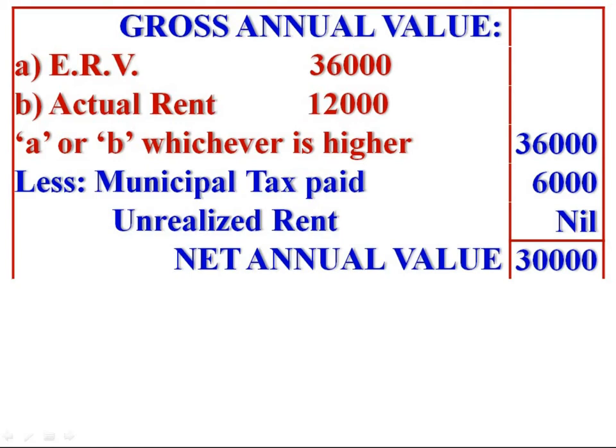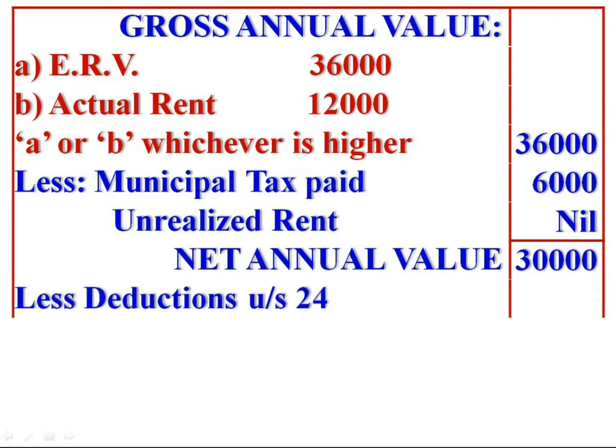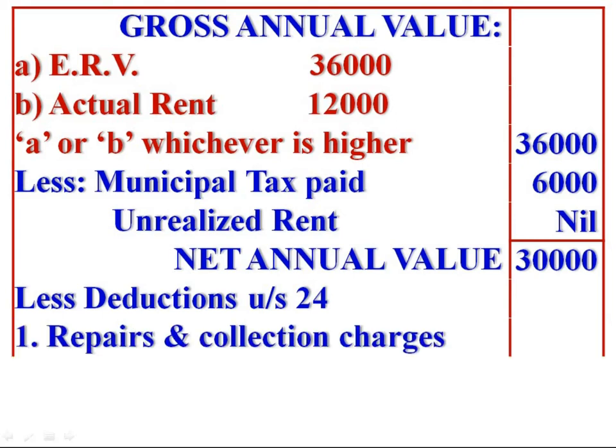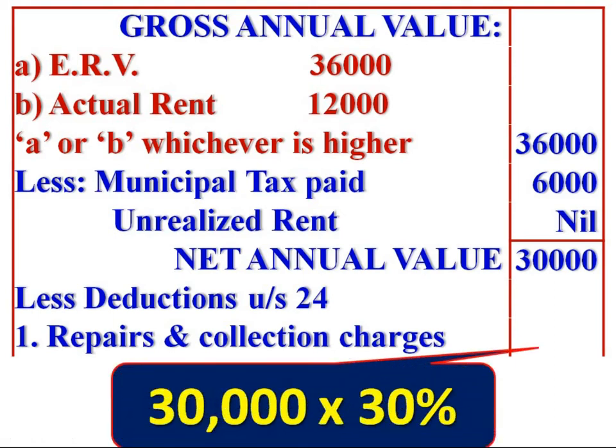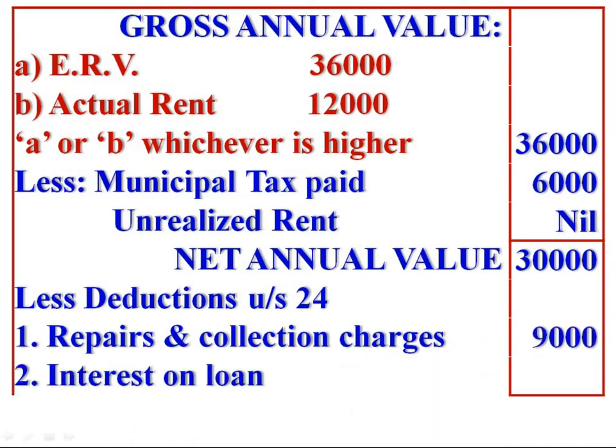From net annual value, deduct various deductions under section 24. First, it is standard deduction, 30% of net annual value for repairs and collection charges. 30% of Rs 30,000. 30,000 into 30%, Rs 9,000. Then next, interest on loan.